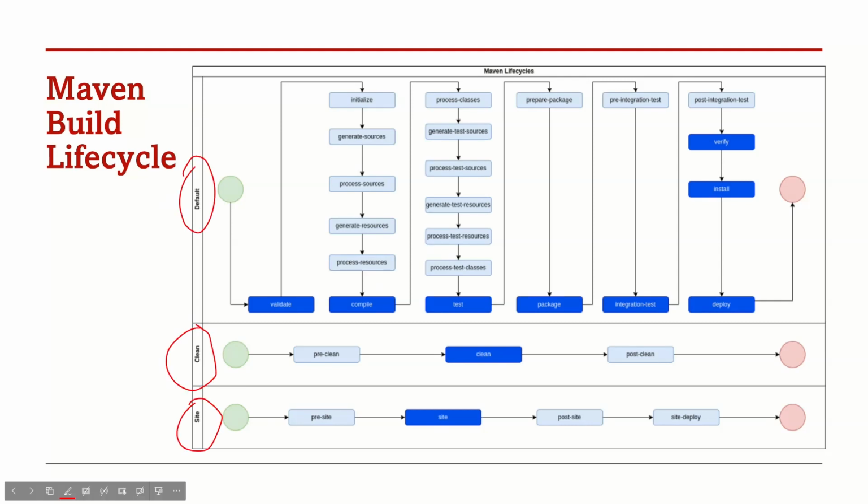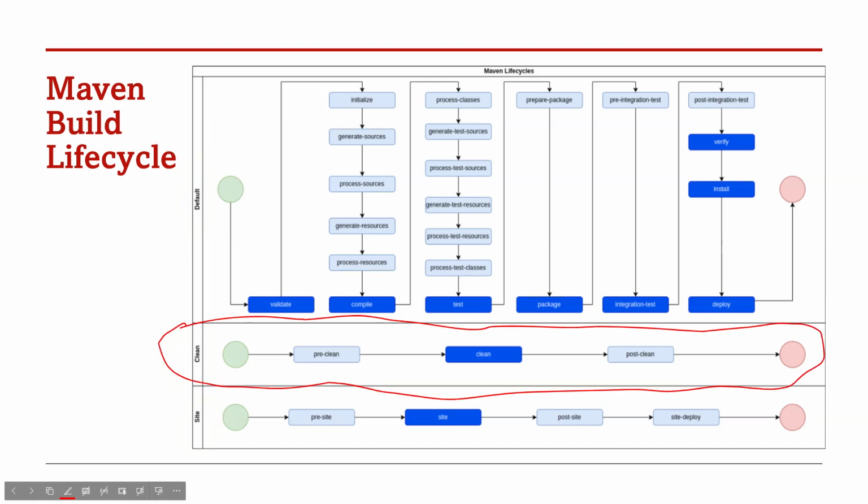Maven organizes the build process into three main lifecycles: clean, default, and site. Each lifecycle consists of a series of phases representing specific steps in the build process. Let's start with the clean lifecycle.